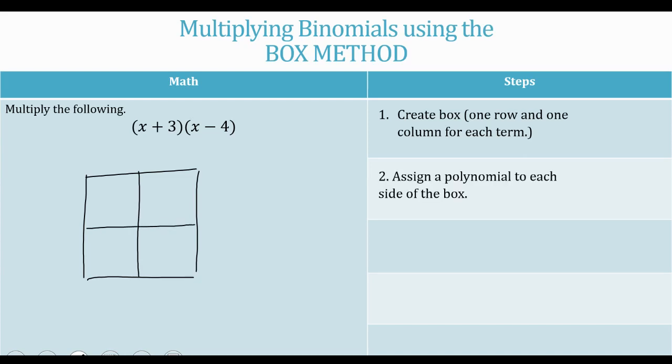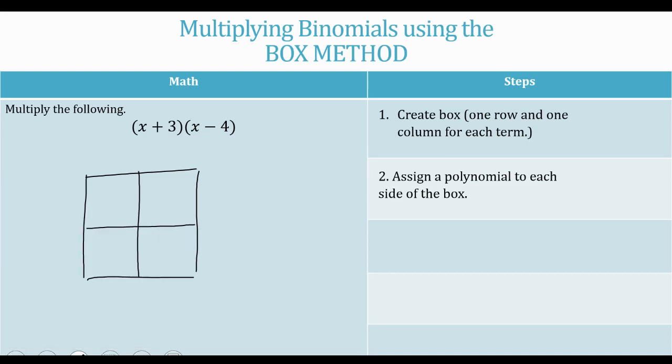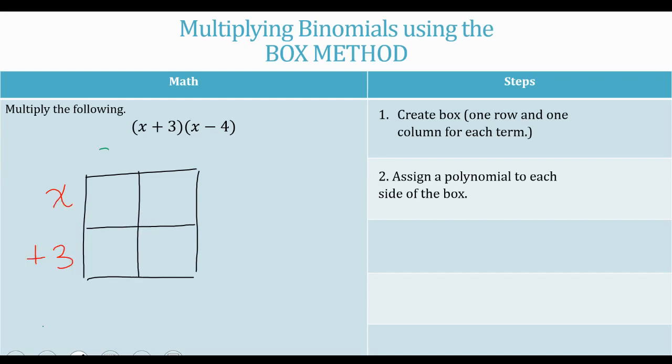And what we're going to do is assign a polynomial to each side of the box. So I'm going to put x plus 3 on this side, and then I'm going to put x minus 4 over here, in a different color, green. These polynomials need to stay together. So our x plus 3 needs to stay together, and our x minus 4 needs to stay together. I'm also putting the signs in front because I need you to treat that like a positive 3, and this at the top like a negative 4.